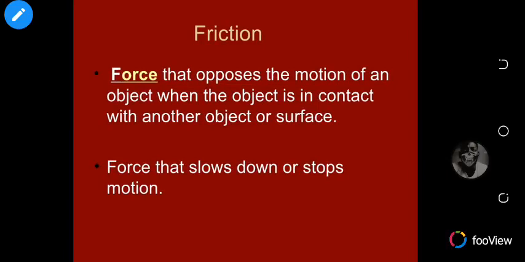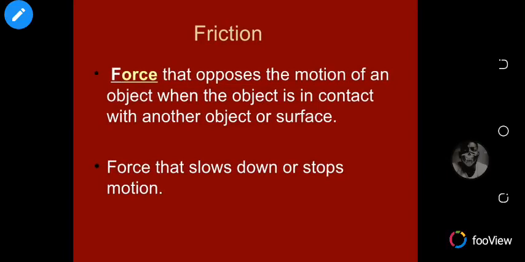Friction is a force that opposes the motion of an object when the object is in contact with another object or surface. So, the force that slows down or stops motion. In our previous lessons, we looked at what motion was, so movement, kinetic energy. So the force against kinetic energy is what we call friction. What it does is it opposes motion.